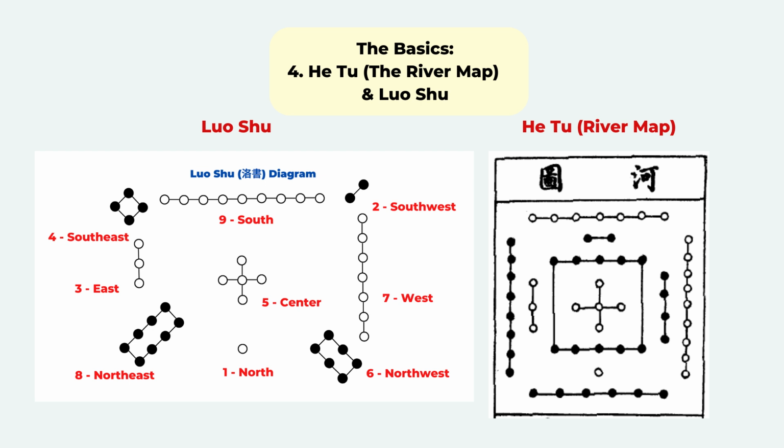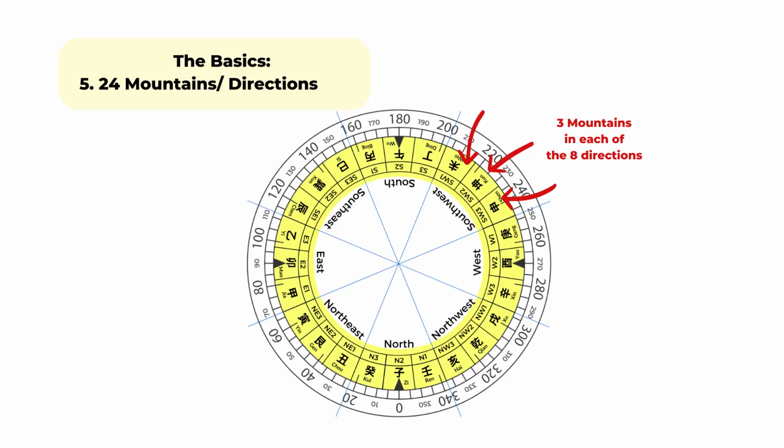And if you want to study Feng Shui, you also need to know the 24 mountains, or the 24 directions. And there are also relationships between the 24 mountains and the yin-yang, Bagua, 5 elements, and so on. So those are the bases if you want to study Feng Shui.